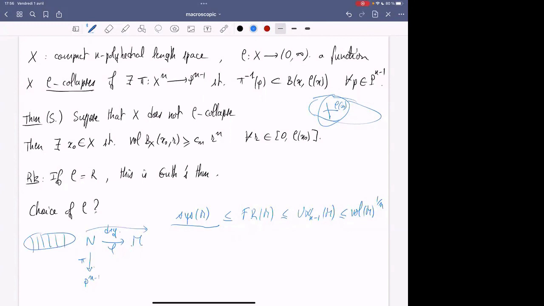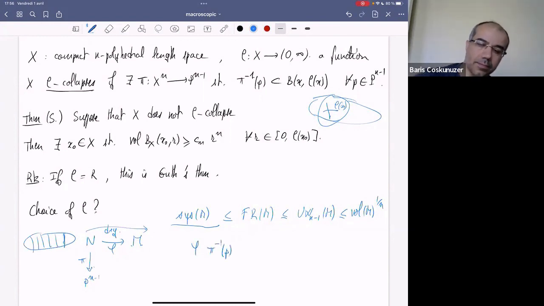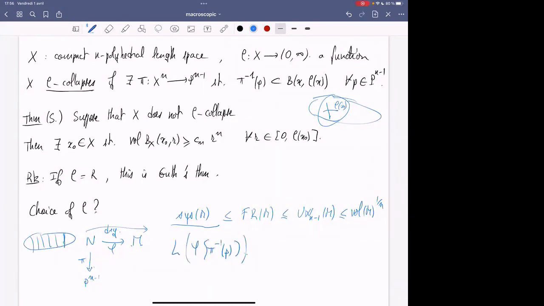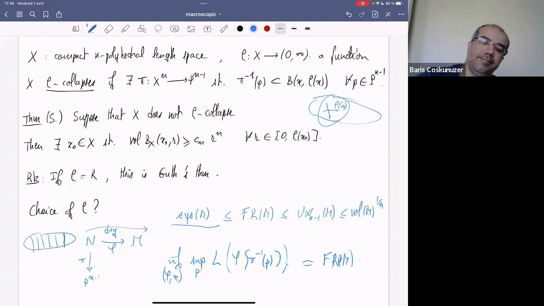And then you look at the length. Now you can measure the length of those fibers, the image. So you take the pre-image like that, then you take the length of those images of the fibers, and you take the supremum of that over your point P. That's your parameter space. And then what you want to do is take the infimum over all those things. And that's what we proved with Nabutovsky and Rotman. That's roughly the filling radius. Okay. So yeah.